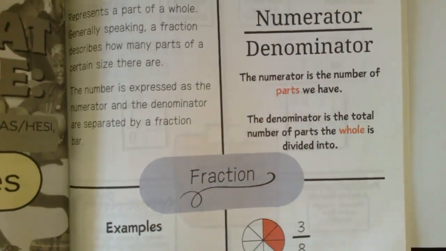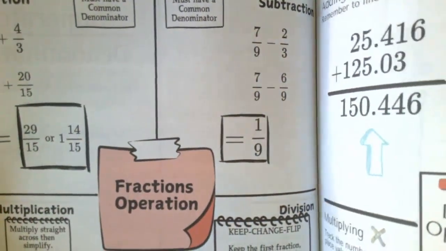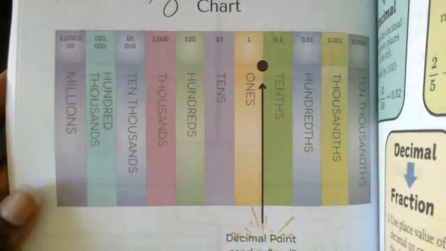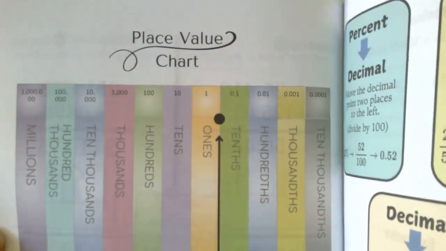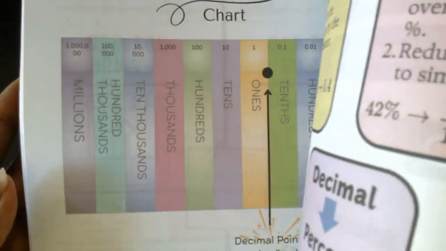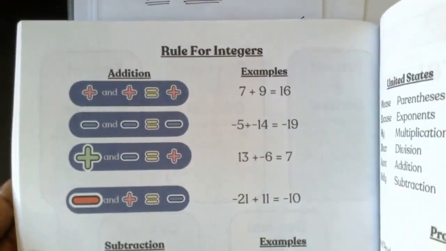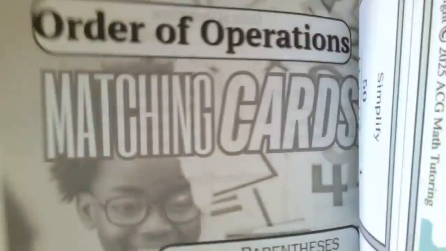So this is references about fractions. Here's decimal operations, fractions operations. Also gives you your, because we're dealing with percentages, we had to deal with the place values, going from percent to decimals. All right, all of this is listed in here. The rules of integers, order of operations, okay?